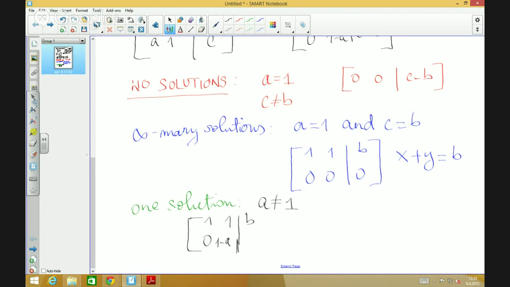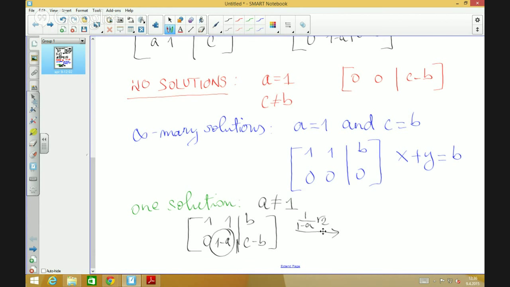0, 1 minus A, and then C minus B, okay? When A is not 1, this quantity here is different from 0. So this means that actually we can put a 1 there by multiplying the second row by 1 over 1 minus A. Note, this is legal because 1 minus A is not 0. If 1 was equal to A, this would not be legal because you can't divide by 0.